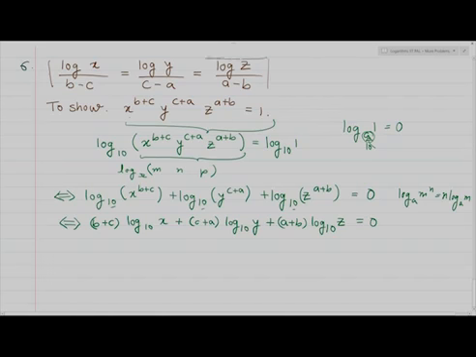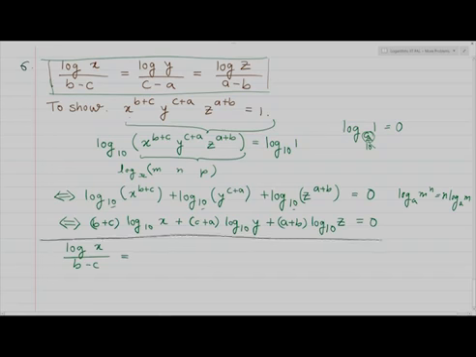I cannot use this expression as it is, but what I can do is I can use the property of ratios and say that if all these ratios are equal, then let them be equal to some w, that is log of x upon b minus c. So I have simplified the side which I want to show. Now I am taking the given and trying to simplify the given: log y upon c minus a, log z upon a minus b. Let this be equal to some w.